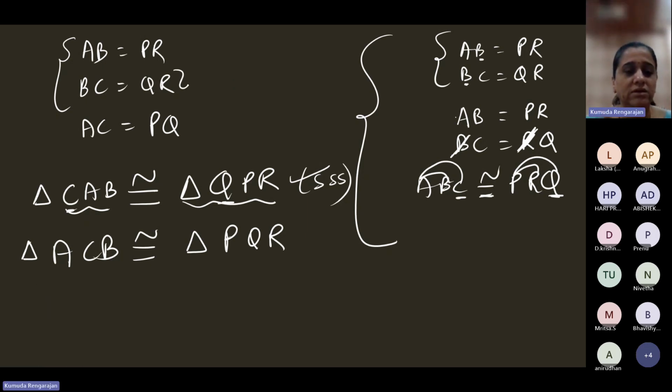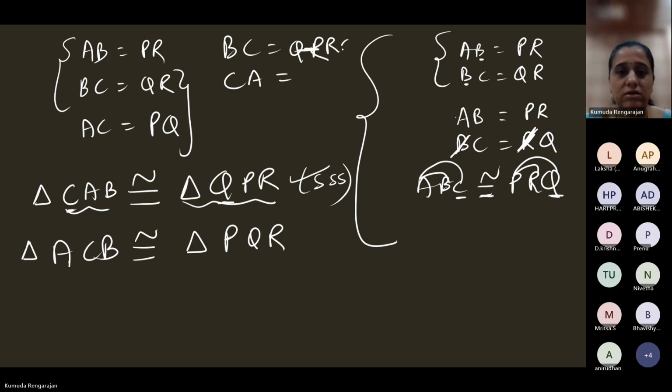So you can take up any other two equalities also, children. You can maybe take up these two equalities. BC is equal to QR, and BC ends with C, so we'll write CA. BC, CA, since C is common, is equal to, here it is QR, so I should write RQ, because Q is a common letter, and then I should write QP. I'm using these two equalities.